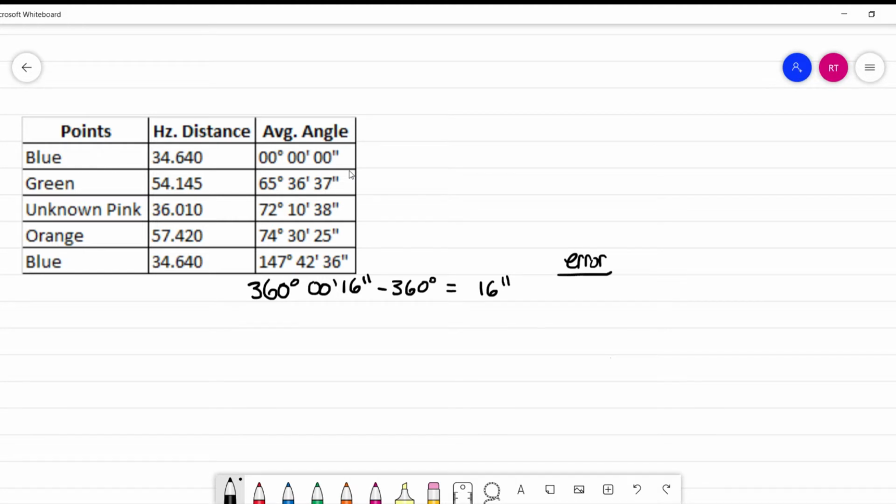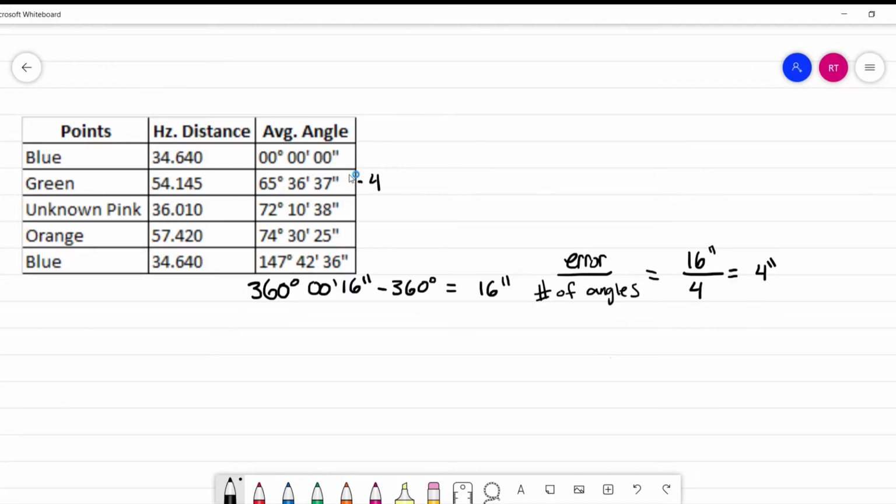Now, in reality, this is a circle, so it should only be 360 degrees. To correct our error, we're going to have to adjust all of the angle measurements. To do so, we're going to take the error and divide it by the number of measurements. The formula for this adjustment is error divided by number of angles. Our error is 16 seconds. We have 4 angles, so that means 4 seconds of adjustment. Because we are over by 16 seconds, we are going to subtract 4 seconds from every angle.